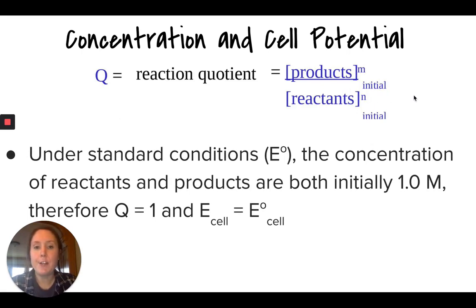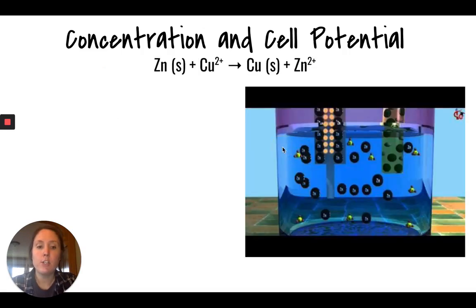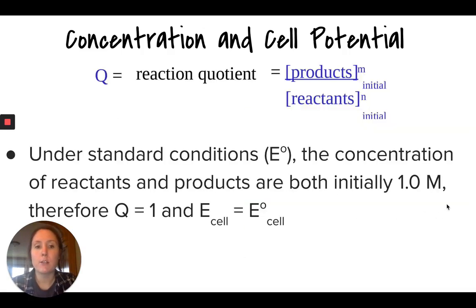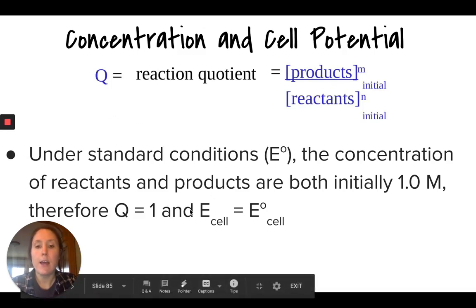So under standard cell conditions, or E with the degree symbol, this symbol right here is the symbol of standard conditions. The concentration of reactants and products are both initially 1 molar. So if I have 1 molar for products divided by 1 molar for reactants, Q would be equal to 1, and the actual voltage of my cell is equal to the voltage of standard conditions.